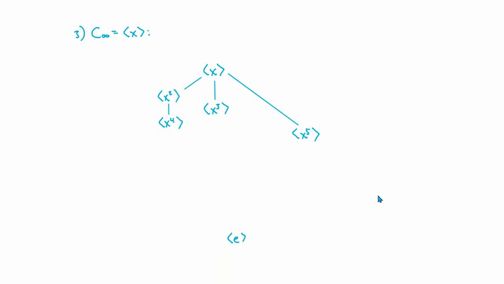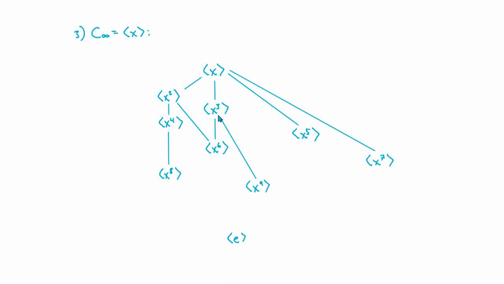Now continuing in this way, we have the subgroup generated by x to the fifth, and the subgroup generated by x to the sixth, which is a subgroup of both the subgroup generated by x squared and the subgroup generated by x cubed. And then the subgroup generated by x to the seventh, by x to the eighth, by x to the ninth, by x to the 10th, and so on.